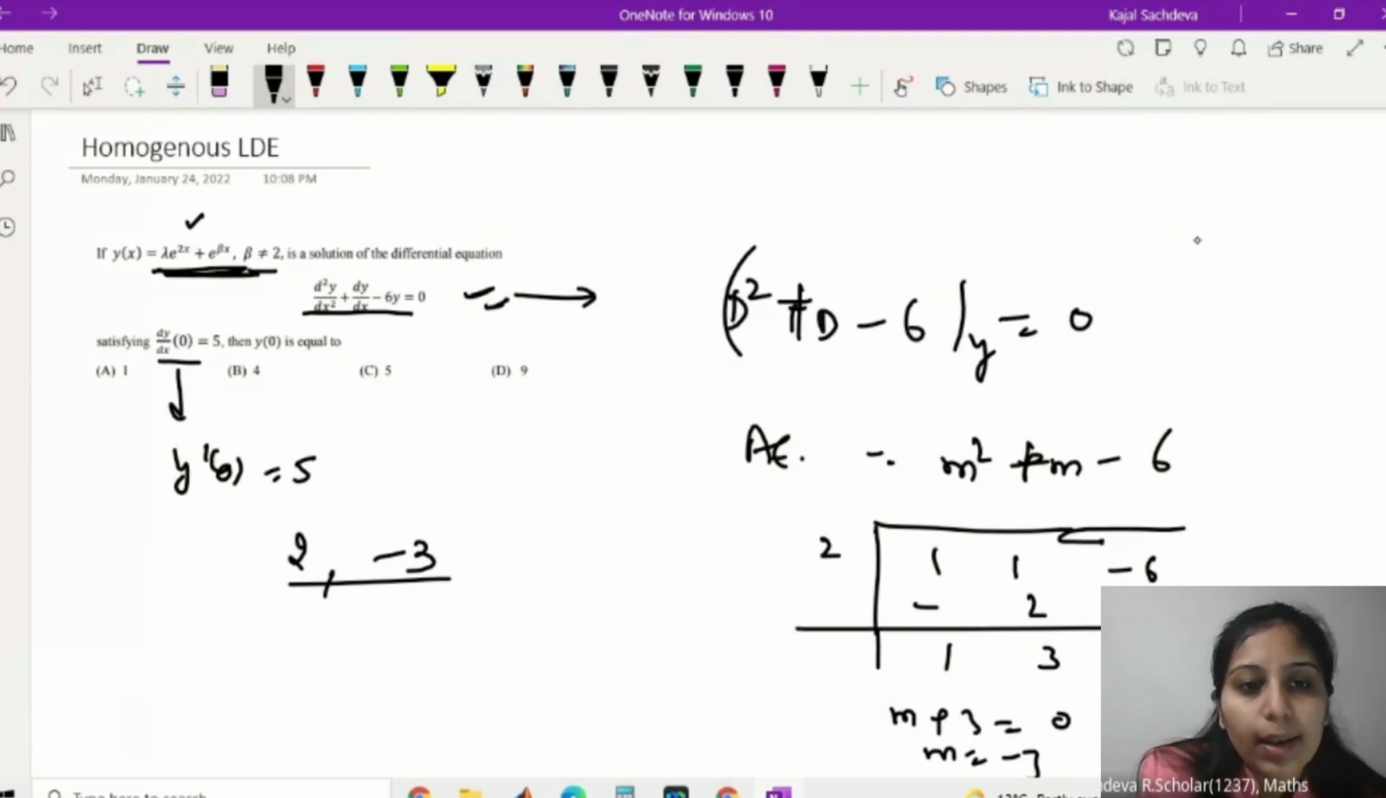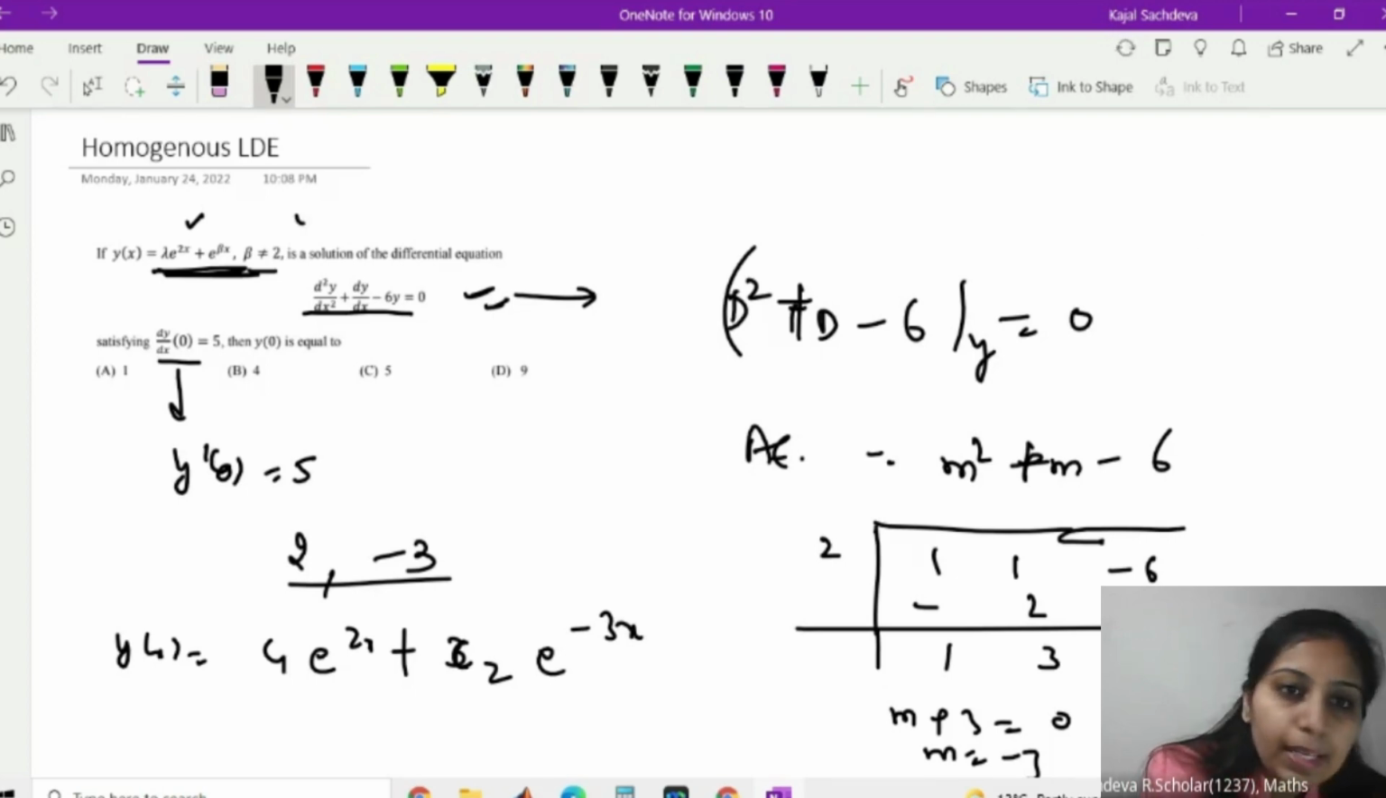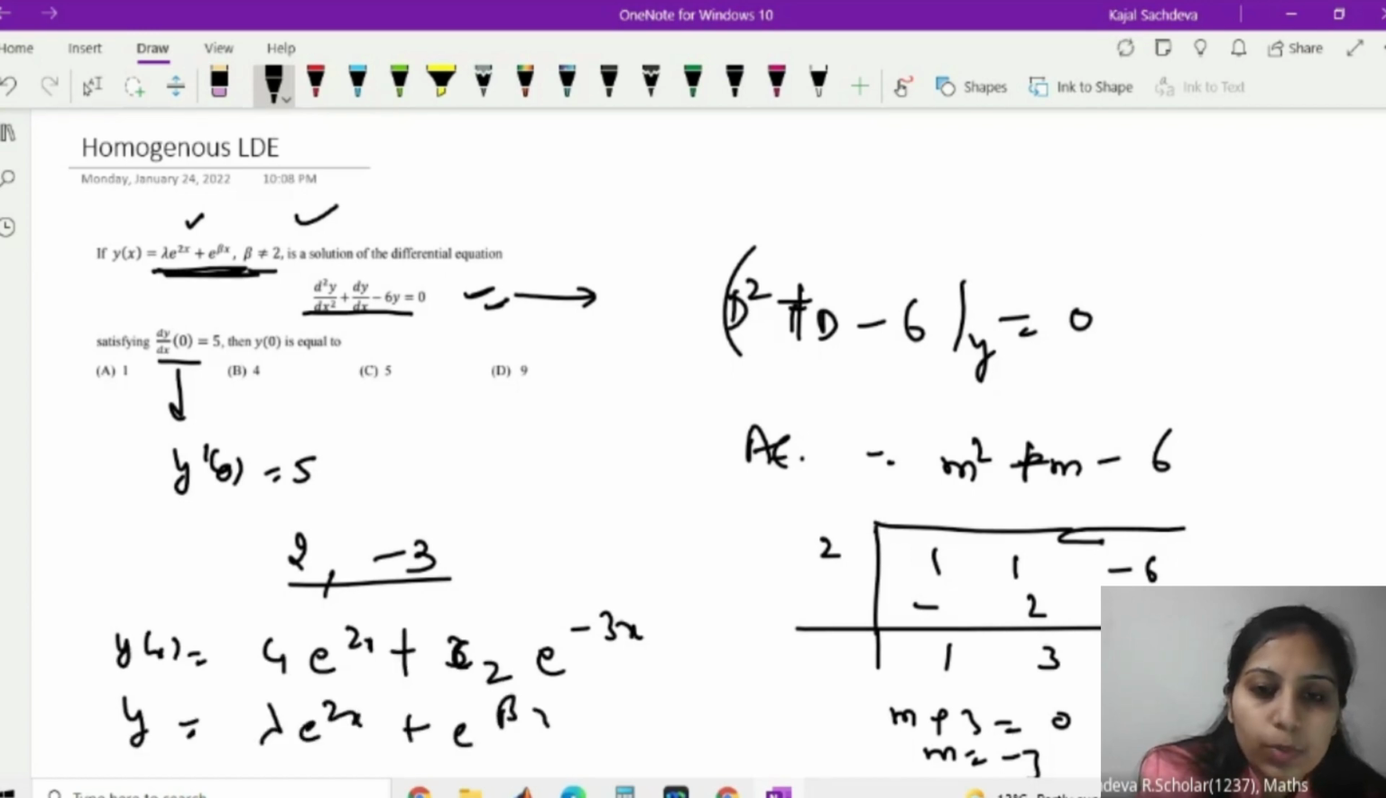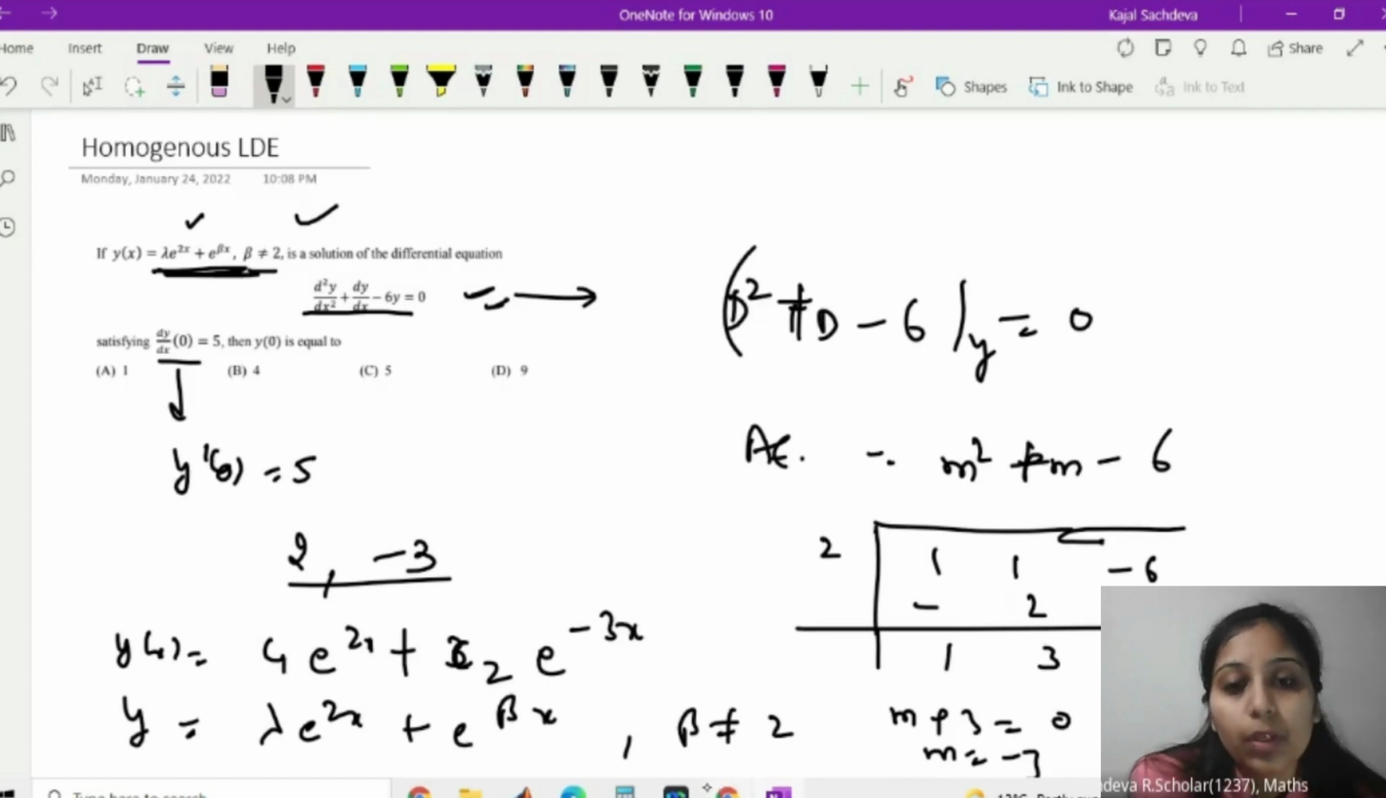So in this case, we can write our solution as y(x) is equal to c1 e raised to power 2x plus c2 e raised to power minus 3x. We can write it as this. So comparing this with this solution, y is equal to lambda e raised to power 2x plus e raised to power beta x, and here beta is not equal to 2. They have clearly told you beta is not equal to 2. It means beta cannot be compared with this first result, because beta is not equal to 2. So this first term must be compared with this and second term compare with this.